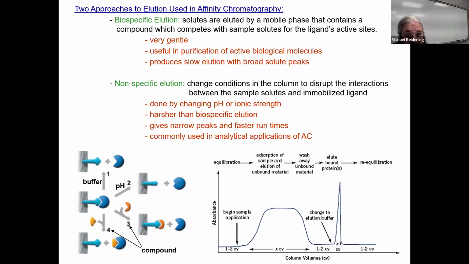Non-specific elution is where you change the conditions of the column to disrupt the interactions between sample solutes and the immobilized ligand. So you change pH or ionic strength. This is harsher than the biospecific elution. It gives narrow peaks and faster run times. It's commonly used in analytical applications.